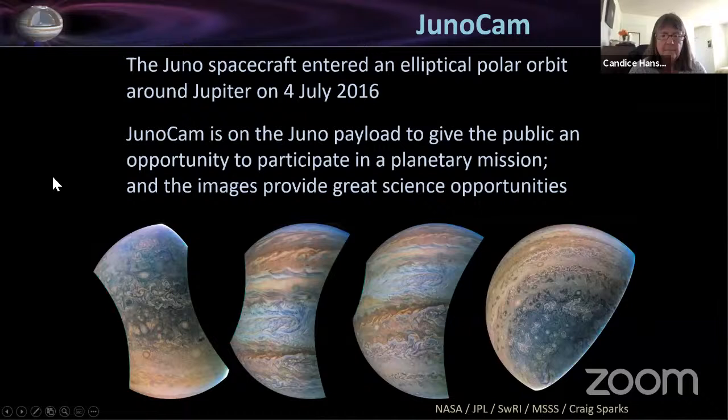Juno entered an elliptical polar orbit about 4 years ago on the 4th of July. So we're at Jupiter now. And if you laid out the science objectives for the mission, you would find that there was not really a need for a visible imaging camera. But we did not want to go to Jupiter without a camera. And so we took advantage of the opportunity to do something different with our camera. And so what we decided to do was to invite the public, to invite the world to participate in a flight mission. And so not just passively see the news releases, but to actually be a part of it. So the next slide, please.